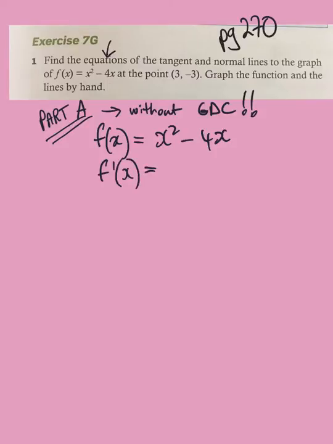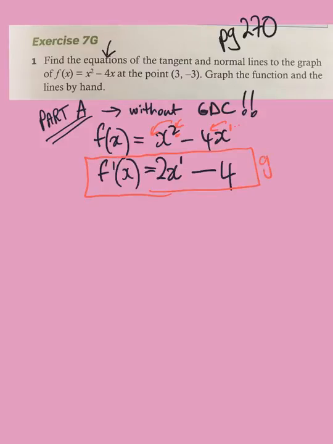Now remember that you're going to take this power, put it to the front, so that's 2x, and then you're going to take the power and minus 1, so that gives us 1. Do the same thing here. Imagine this is a power of 1, so that just becomes 4, and then subtract that 1 becomes 0, so it's just that. That is your gradient function.